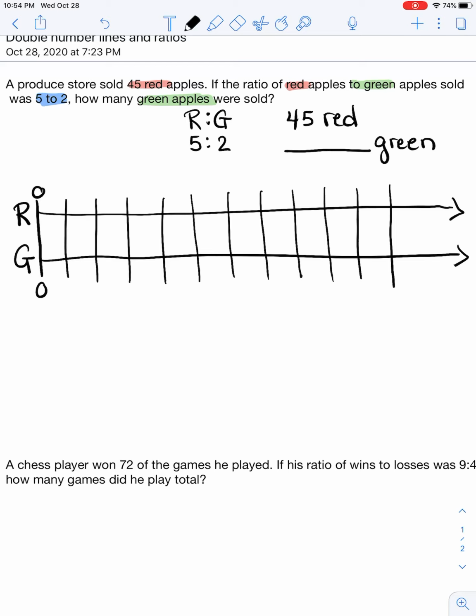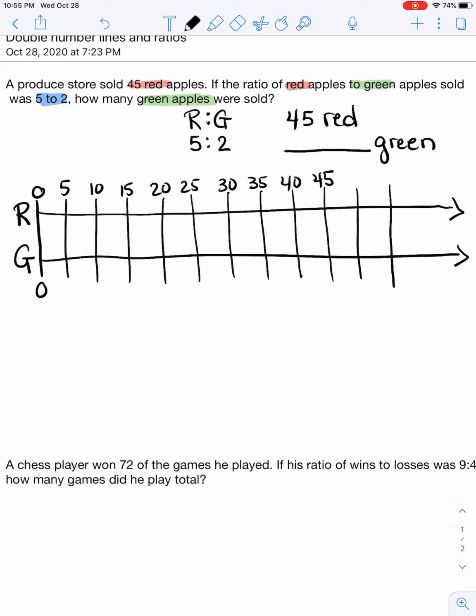And you want to make sure your number line is long enough, and sometimes I make this mistake, to fit all of your apples. So let's see. If you look back at our ratio, the part that stands for the red is 5. And so on our red number line, the top one, we want to count by 5s, because remember, ratios are all about repeating the original pattern. So we're going to count by 5s. 5, 10, 15, 20, 25, 30, 35, 40, 45. And I can stop now because of the 45 red apples in the problem. I know that I don't have to go past 45.